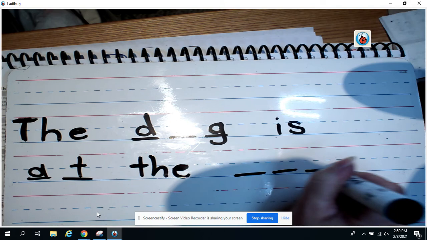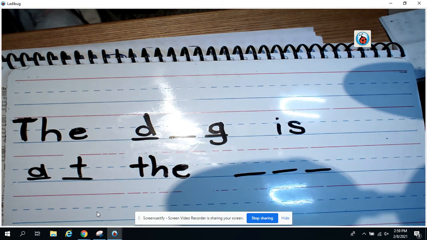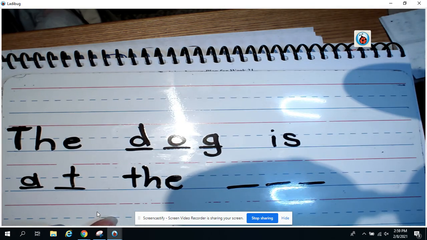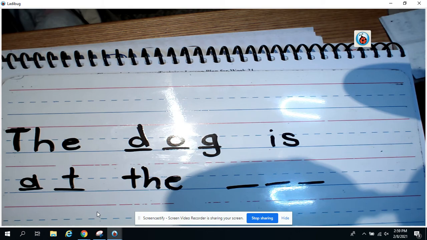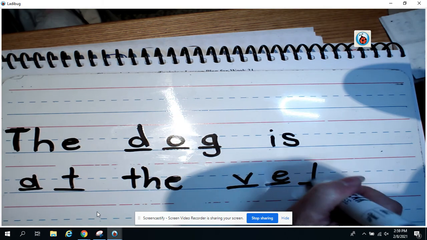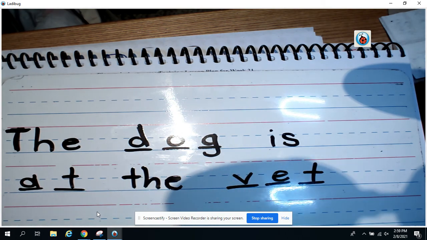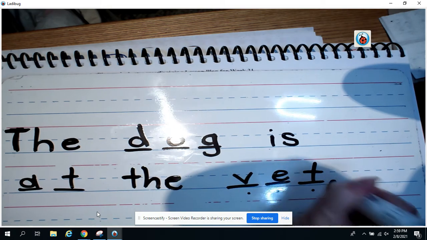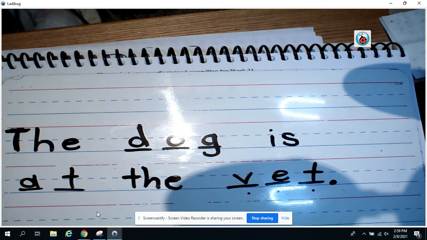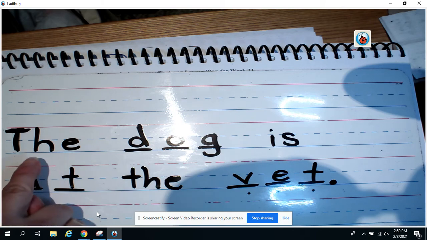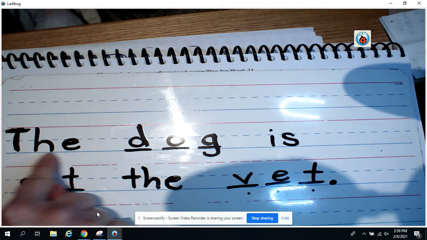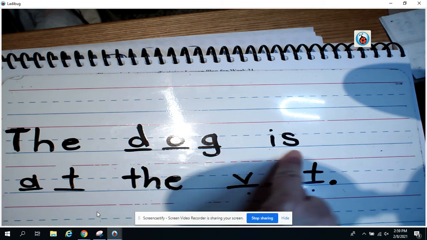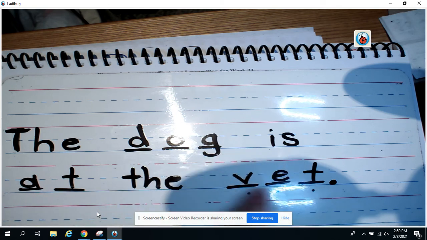All right, can you write that word vet before I write it? A little bit of a glare there. I'm trying to move it down. Vet. Can you write it before I write it? V-E-T, vet. Vet. All right, what do we need at the end of our sentence? Period. All right, let's read our sentence. Always go back and read it. Point with your finger. The dog is at the vet.